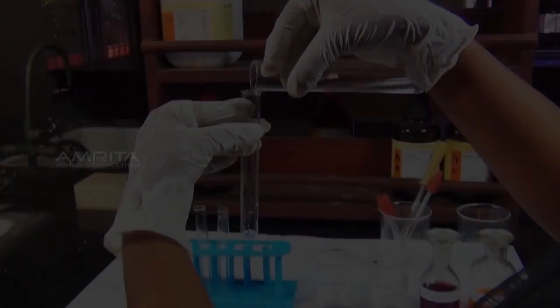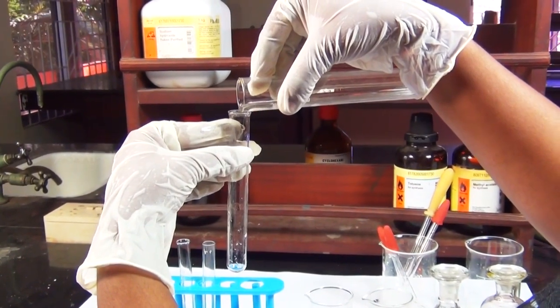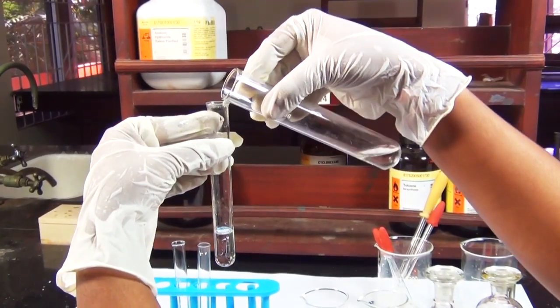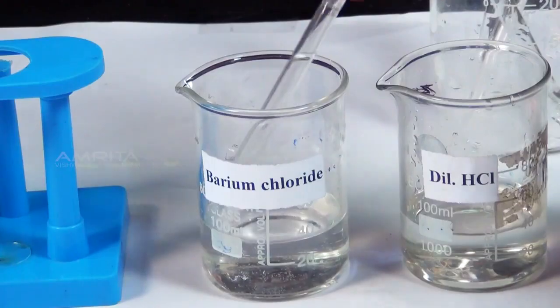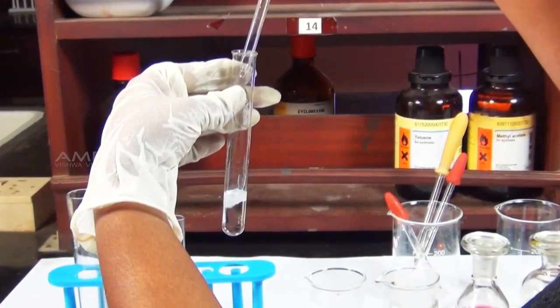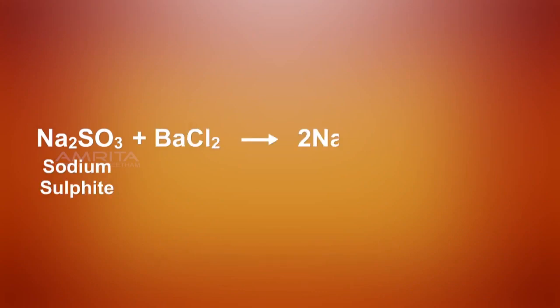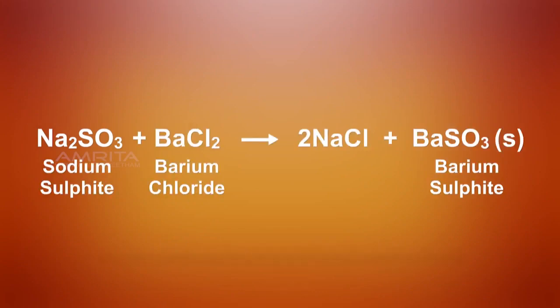Procedure: take a small quantity of aqueous solution of the salt in a test tube. To this, add a small amount of barium chloride solution using a dropper. Sulphite reacts with barium chloride to form a white precipitate of barium sulphite.